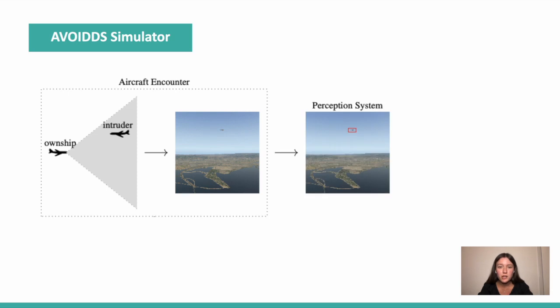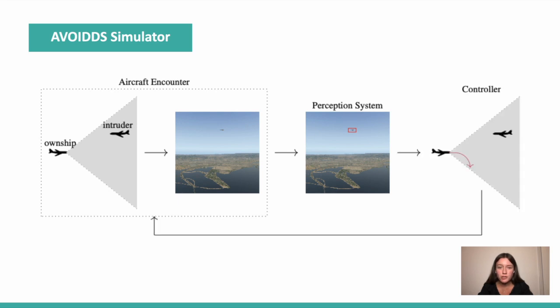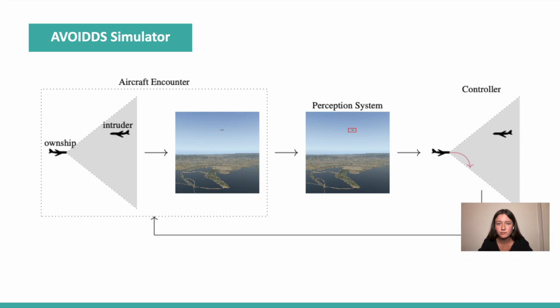The simulator captures an image and feeds it into the aircraft detection model and outputs the estimated intruder position. Based on what the model detects, the controller uses a control policy called vertical CAS to issue an advisory to the own ship on what action to perform to avoid a near-midair collision. The own ship then takes that action and both aircraft's locations are updated. The perception system then runs again to determine the next appropriate action.